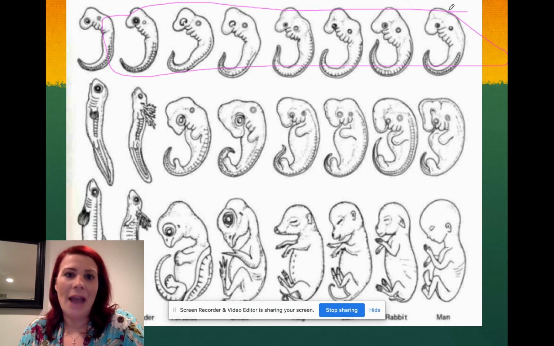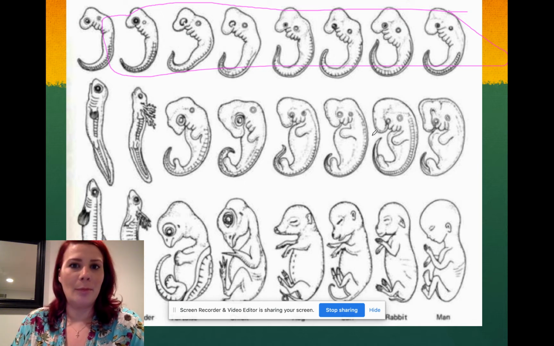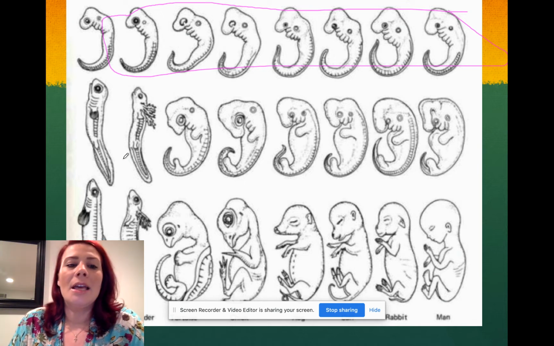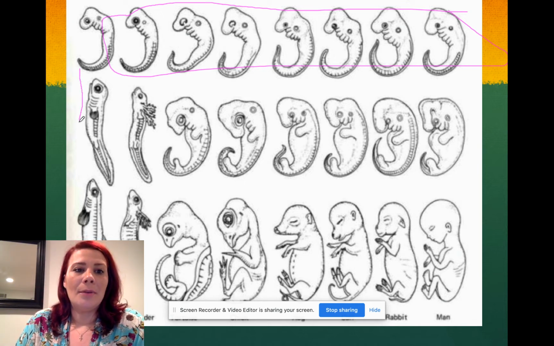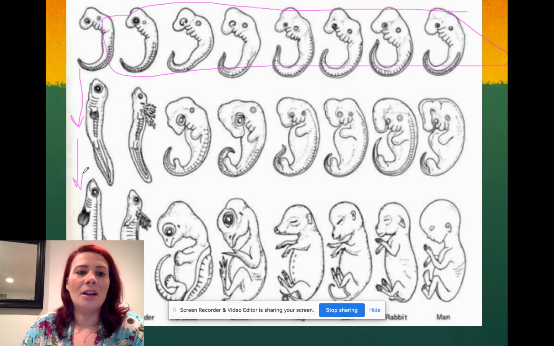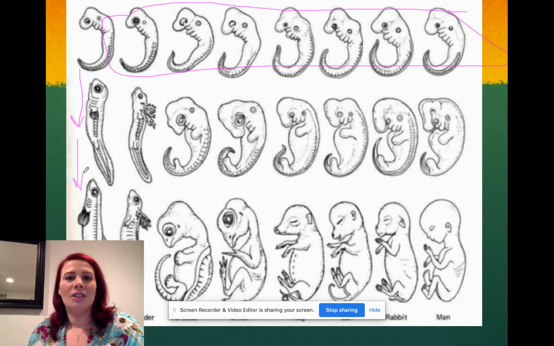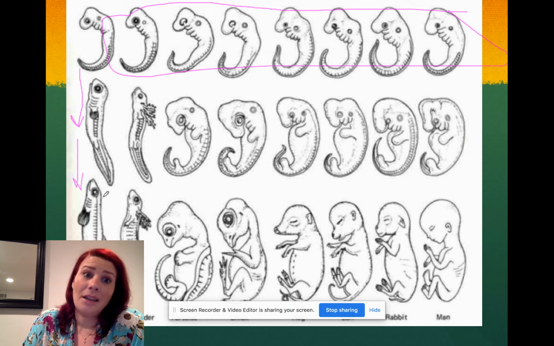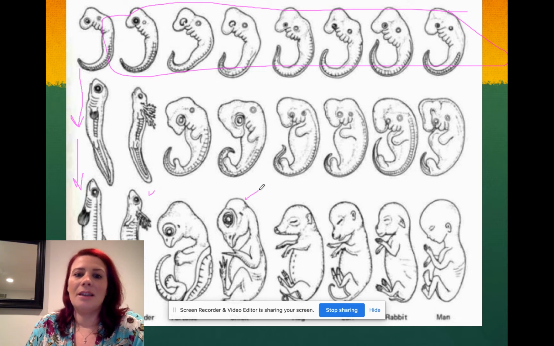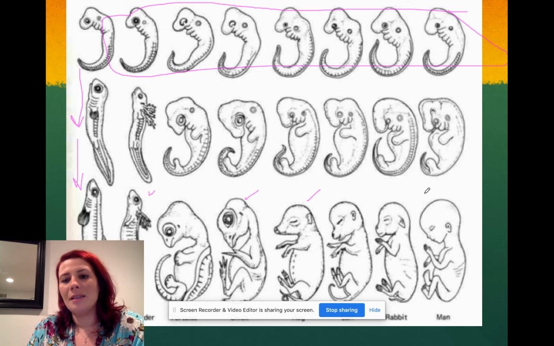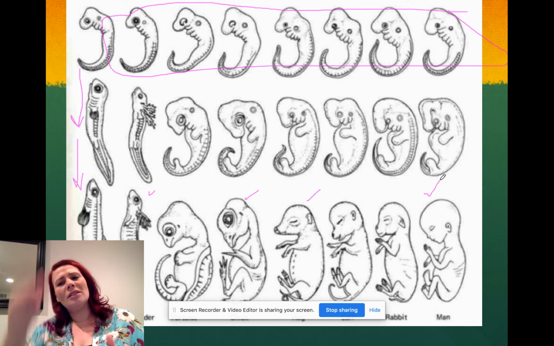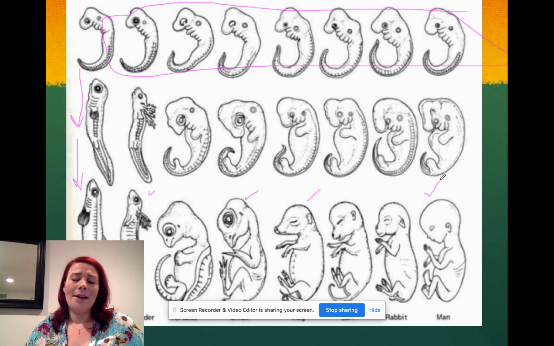In this image, if we look at the top, we can see that these look pretty similar. I don't know which one's which. If I were to cover the bottom part of the screen, I wouldn't know. As they develop, as they progress over here and then get over here, we start to see differentiation take place. Then we actually start to see, oh, this does look like a fish. Oh, this does look like a salamander. This does look like a chicken. This does look like a pig. This does look like a human. So you start to see that change.